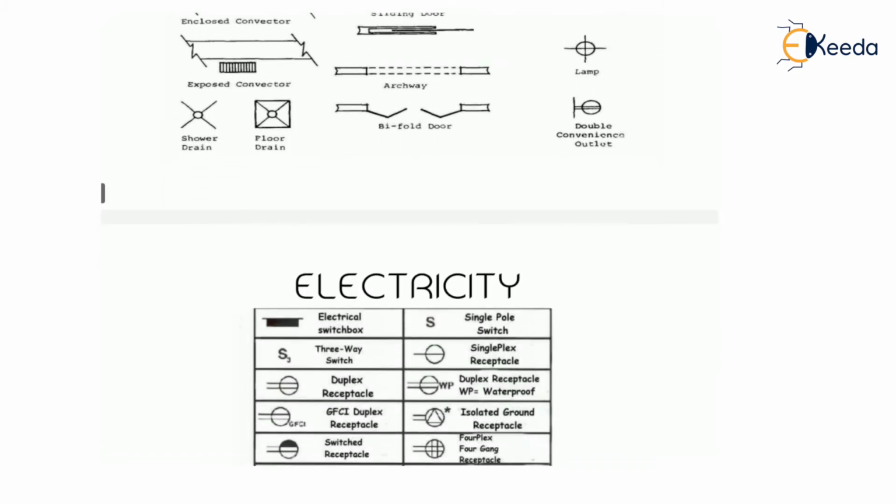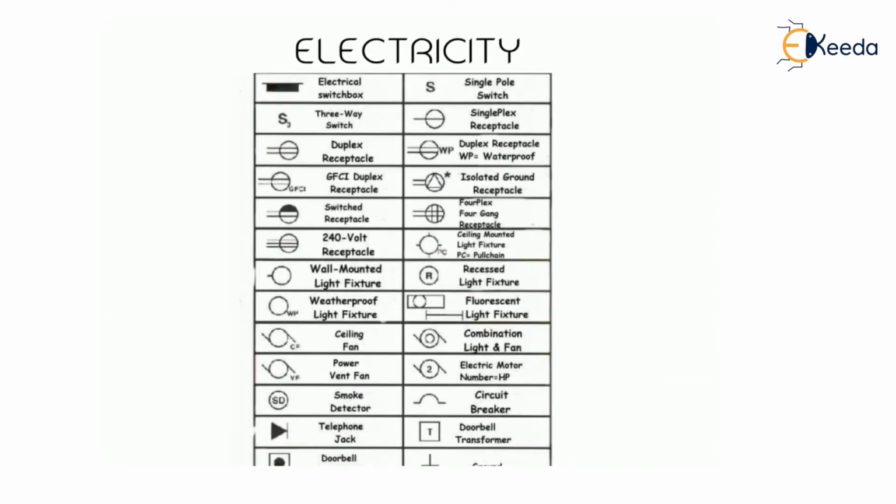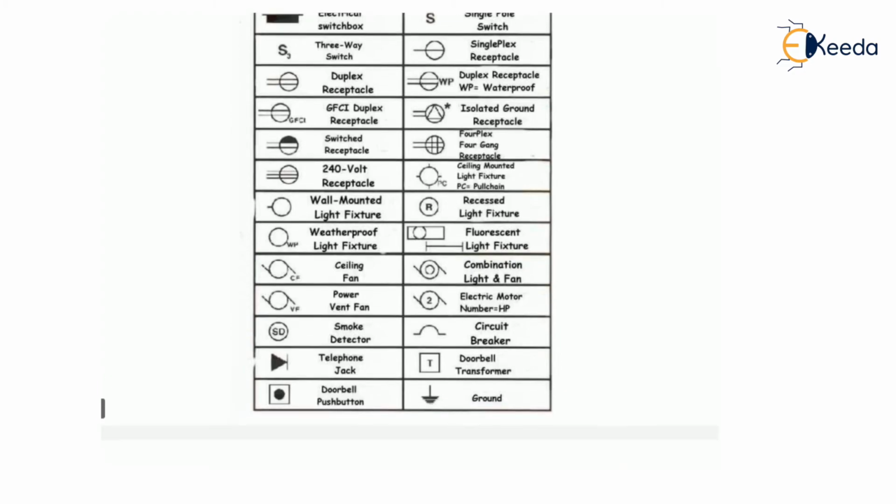Okay, then electricity. In electricity also, if I want to provide a ceiling fan, I'm not writing ceiling fan over there. I just draw this symbol, then the engineer can understand that this is the symbol of a ceiling fan and provides the ceiling fan socket over there. Likewise, all the electrical appliances can be shown by applying symbols in a drawing, then the engineer can read and apply them.